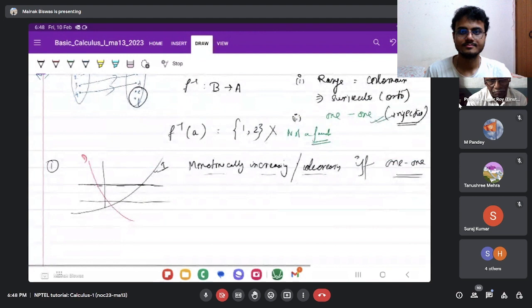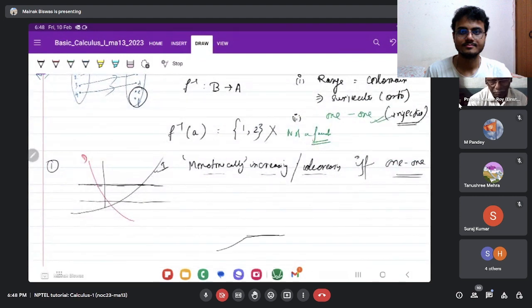It has to be monotonically increasing. This is also an increasing function, but this is not 1-1 because this is constant at a particular point. This is just an increasing function. This is not a monotonically increasing function. In this region it's constant. This is not 1-1.